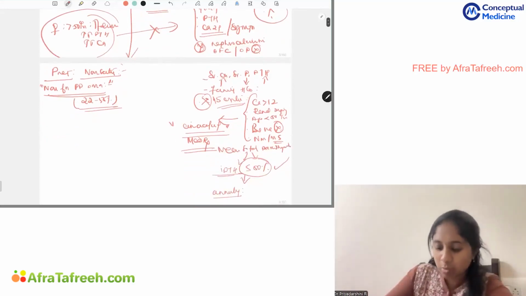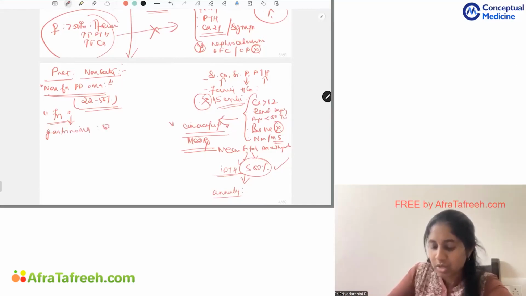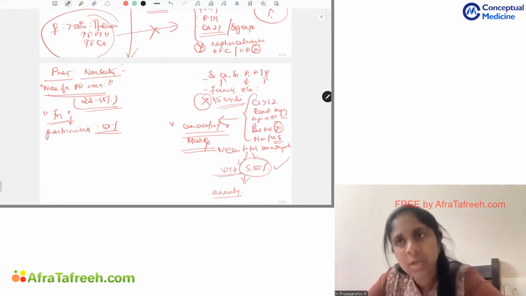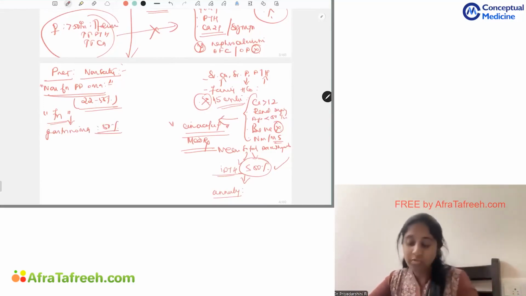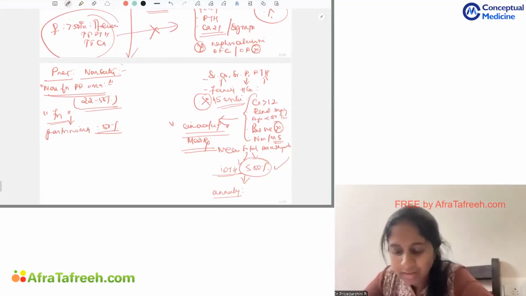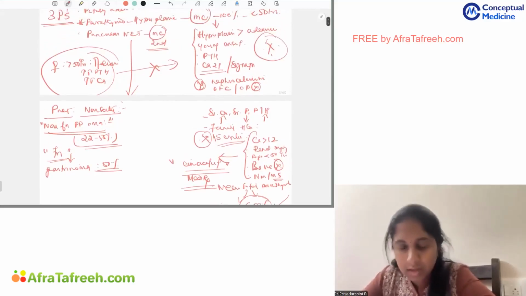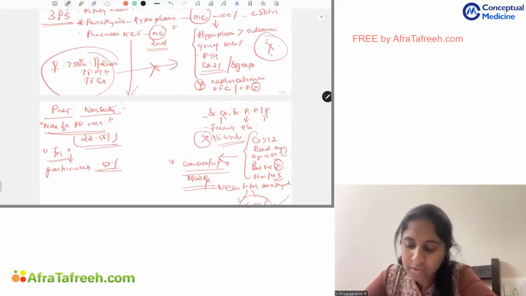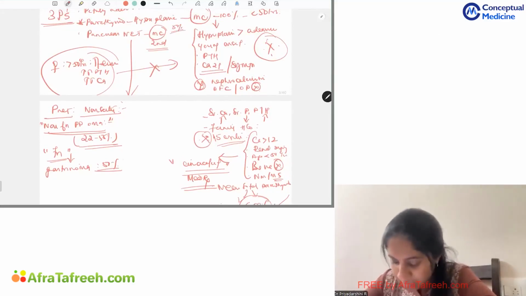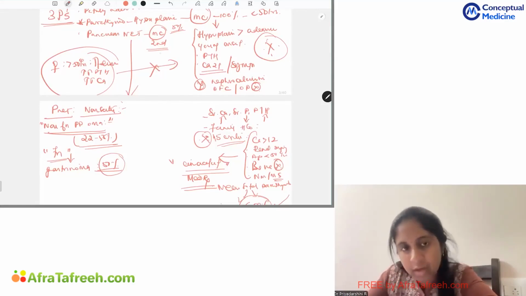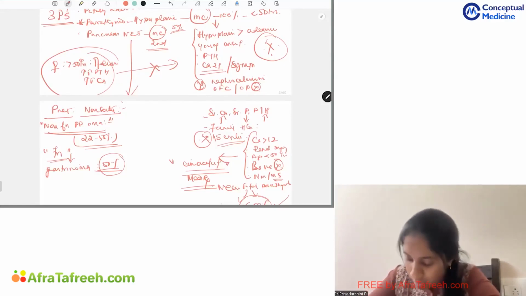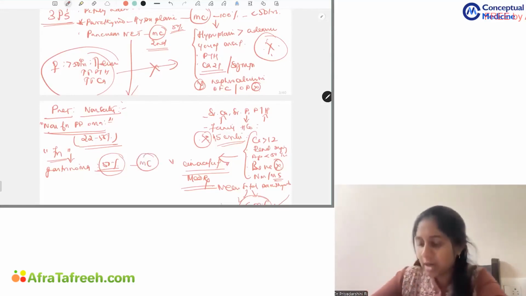Then, among the functioning ones, the most common would be gastrinoma. Gastrinoma is seen in around 50% of the cases with MEN syndrome. Around 30% to 50% of those with MEN will have pancreatic neuroendocrine tumor. Among them, if it is functioning, around 50% of the total pancreatic neuroendocrine tumors would be gastrinoma. And gastrinoma is the most common functioning pancreatic neuroendocrine tumor.